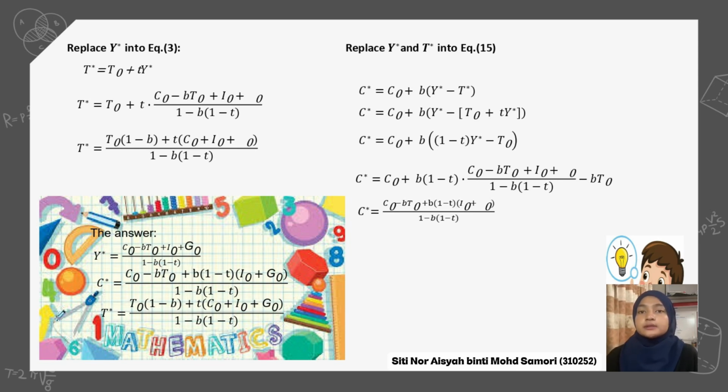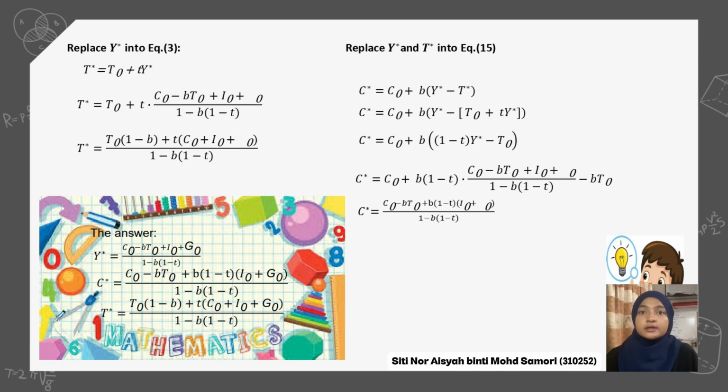Now we rearrange the equation by bringing all Y terms to the left-hand side. Y minus B times 1 minus T times Y equals C sub 0 minus B T sub 0 plus I sub 0 plus G sub 0. So next, we factorize Y. Open bracket 1 minus B times open bracket 1 minus T close bracket close bracket times Y equals C sub 0 minus B T sub 0 plus I sub 0 plus G sub 0.